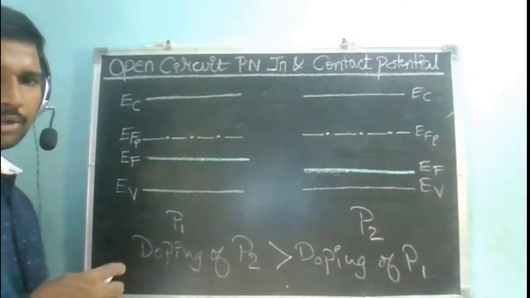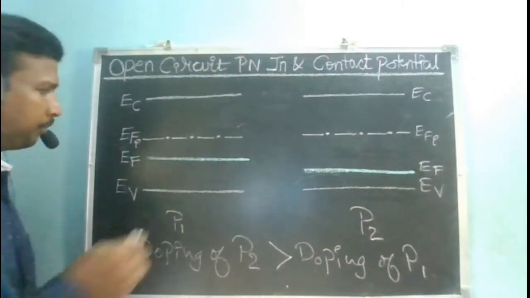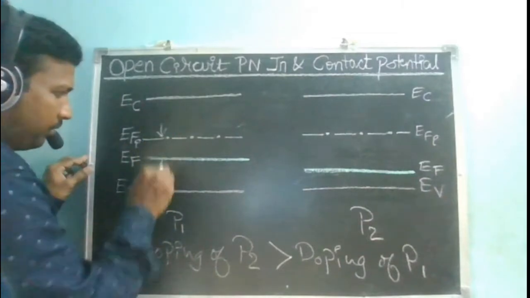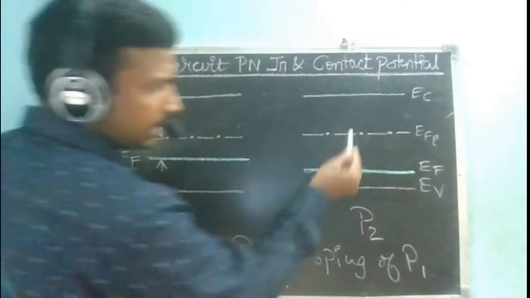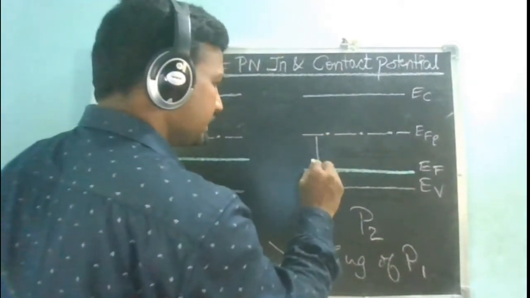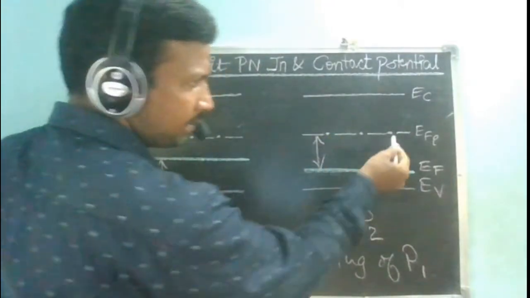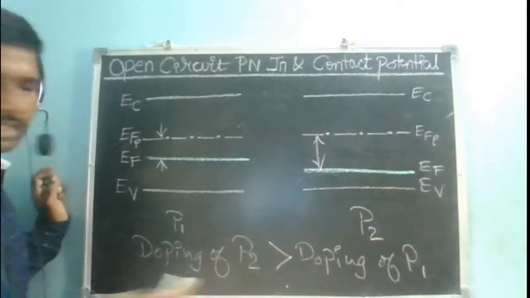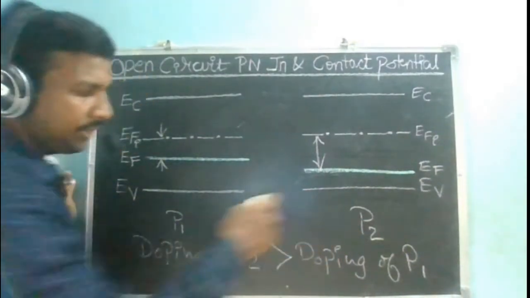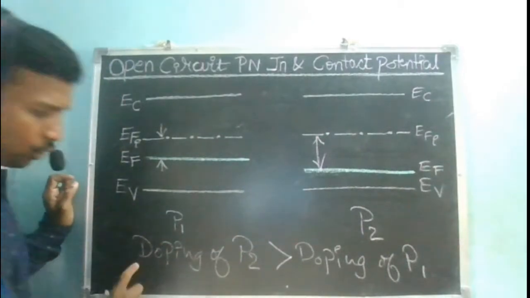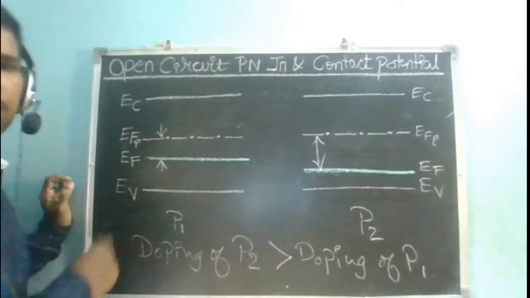How do I know the doping of P2 is greater than the doping of P1? I know this distance, EFI minus EF. In which case is the distance larger? The distance between EFI and EF is larger in the case of P2. So that is why I am saying that P2 is heavily doped compared to P1, or the doping of P2 is large compared to P1.